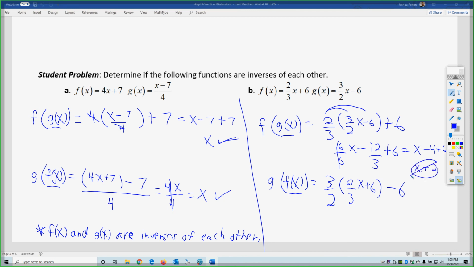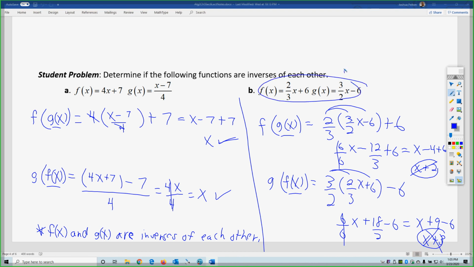That did not work. Over here we distribute: 6 over 6x and 18 over 2 minus 6. Simplify, that is x plus 9 minus 6. That's x plus 3. That also did not work. Okay, so f of x and g of x are not inverses of each other. Therefore, the one will not undo the other. Okay, that is the end of part 3.